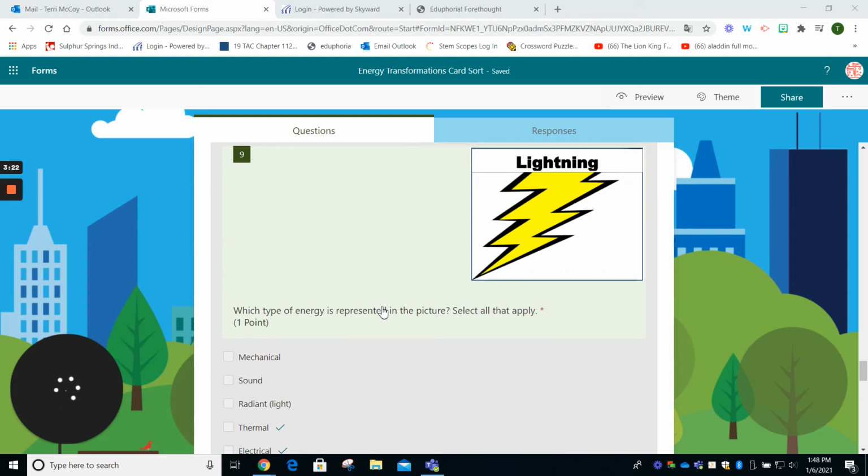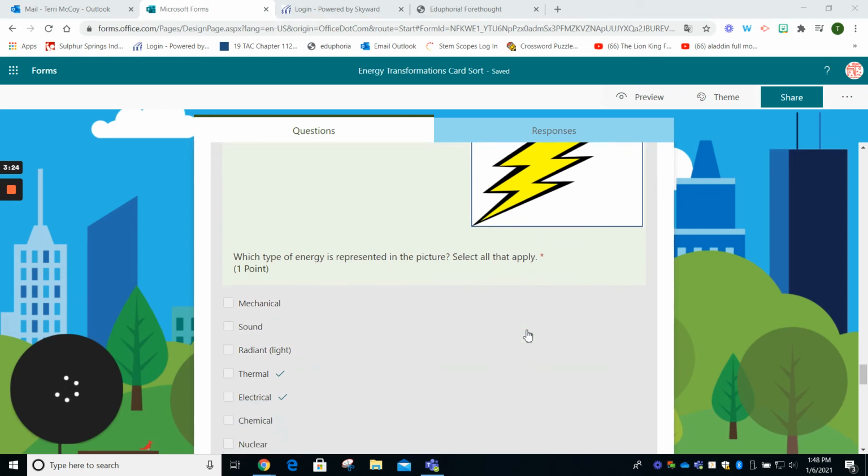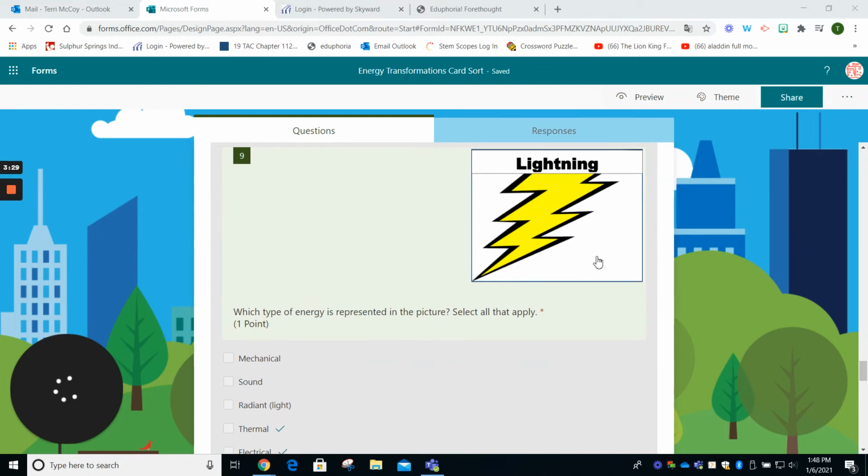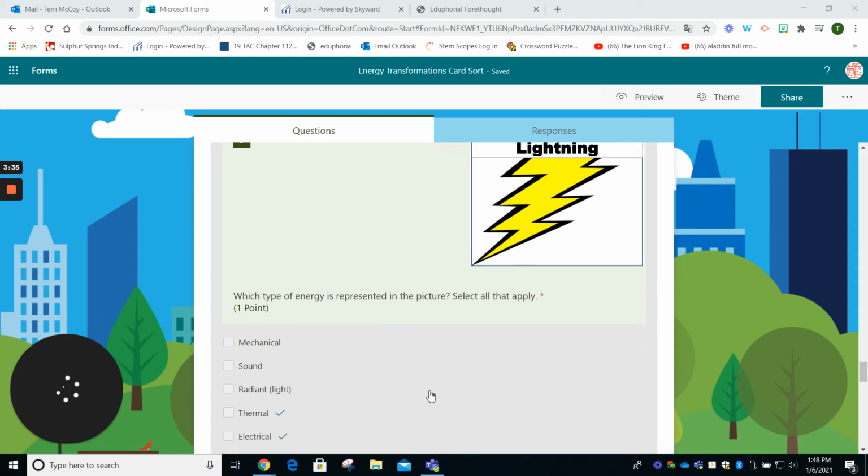Number 9 is lightning. Well, what type of energy is represented in lightning? We've got a couple different things happening here. Lightning is hot. So if a person gets struck by lightning, they're probably going to have burns on their skin. So we put thermal energy here. And lightning is made up of an electrical charge. So lightning is electrical as well. We could also say that it gives off light.